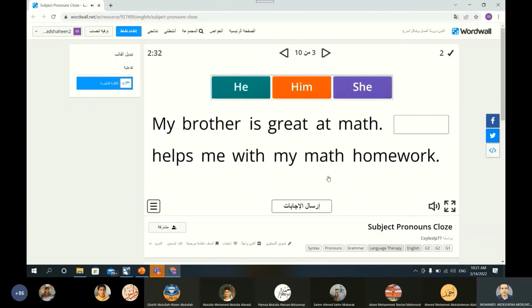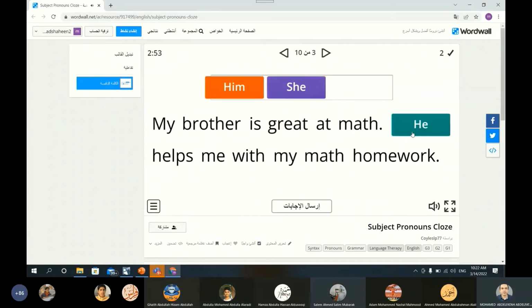Let's go to the next one. Here, students, also you have to choose between he, him, or she. My brother is great at math. He is clever at math. What helps me with my math homework? He. Look here, students, this is a full stop, and this is a new sentence. It's the start of a sentence. So start with the subject pronoun, and the subject here is a boy. It's your brother, so use he.